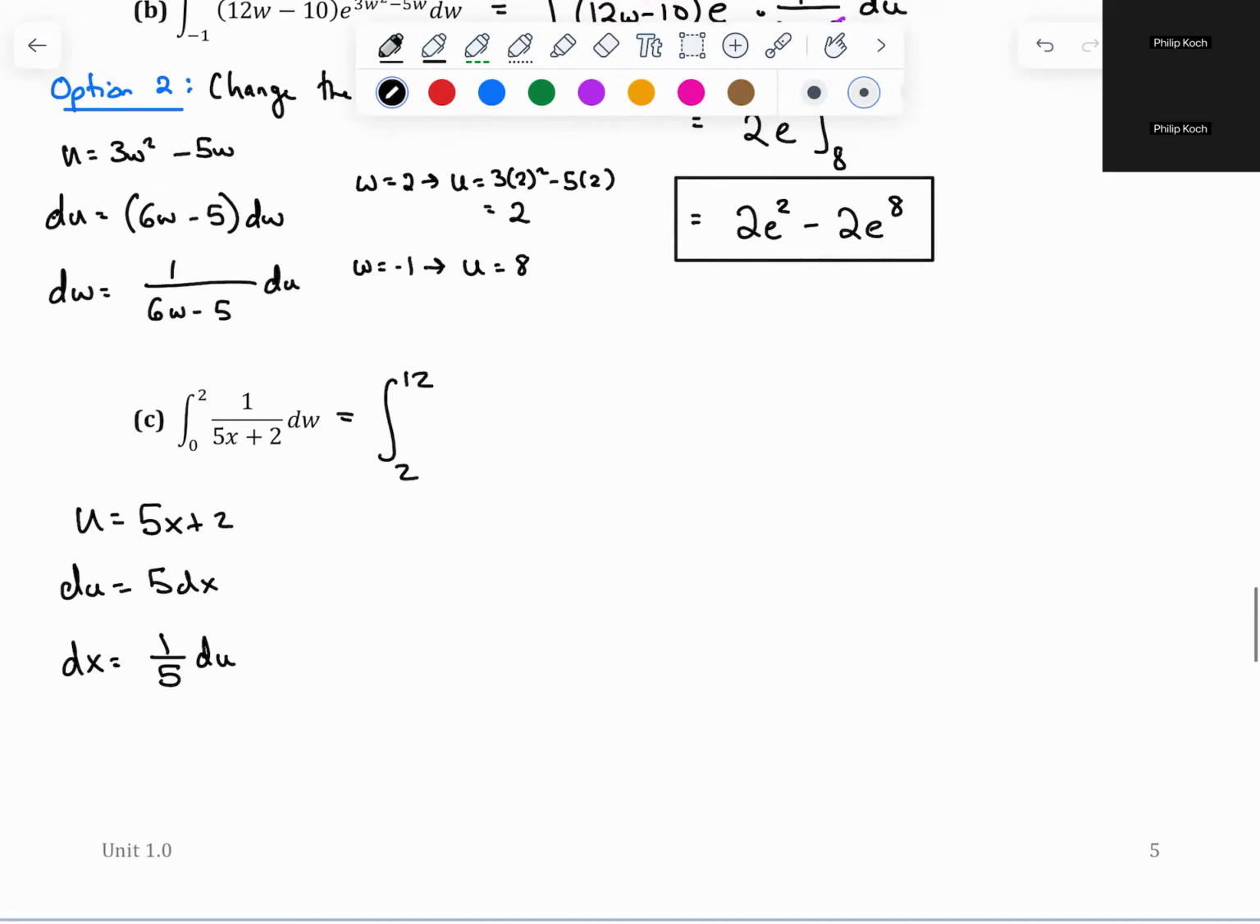So x equals 2 implies that u is equal to 5 times 2 plus 2. That's 12. Oh, that's a typo. Thank you. Good catch. x equals 2, that means u is equal to 12, and x equals 0 gives us 5 times 0 plus 2, which means that u is equal to 2.